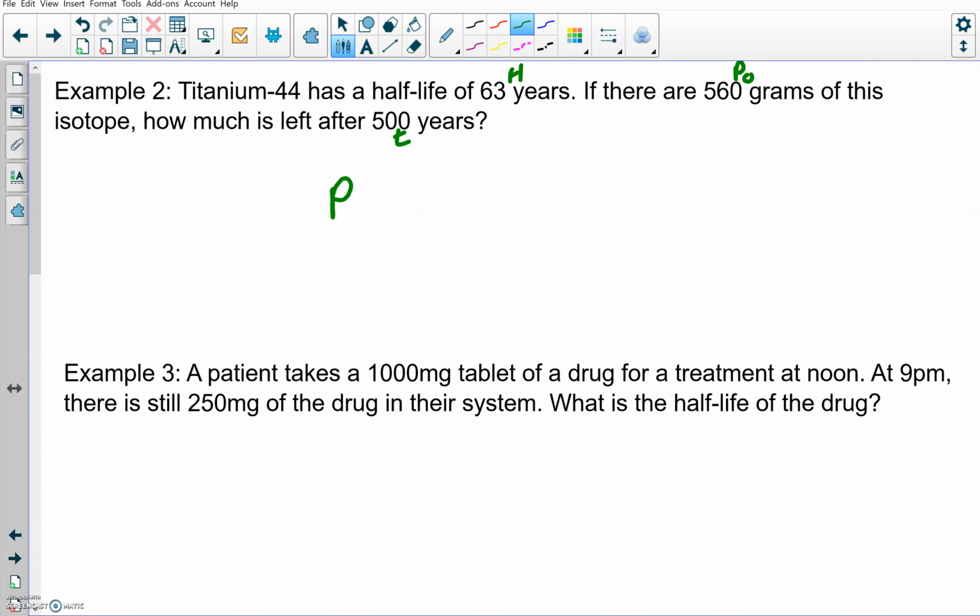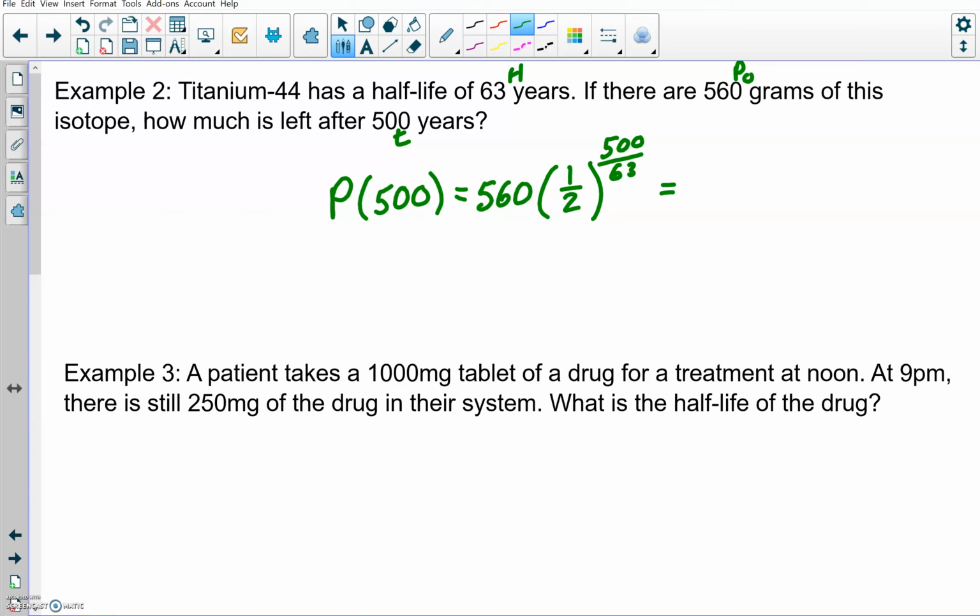So P of 500 is going to be equal to 560 times 1/2 raised to the 500 divided by 63 power. So you're just putting all that information into the formula.